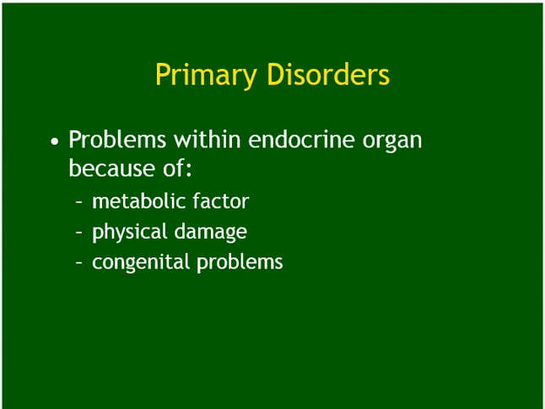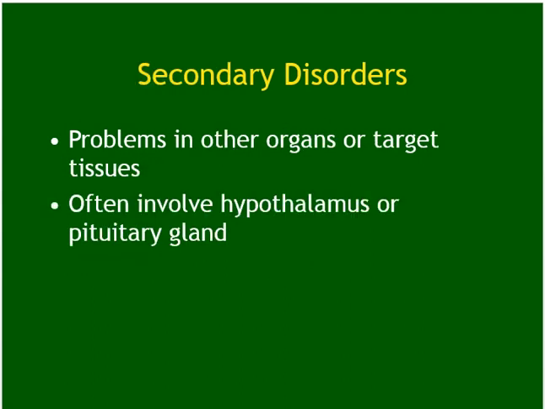On the other hand, secondary disorders are not because of the organ. It is either coming from another organ or the target tissue. Meaning, why is the thyroid not secreting thyroid hormone? Because the pituitary didn't send the TSH, or the hypothalamus didn't send the TRH, or both of them. Or the thyroid gland is still okay and secretes thyroid hormone, but it is not effective because the organs or tissues are not responding.